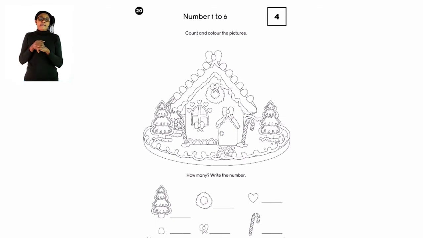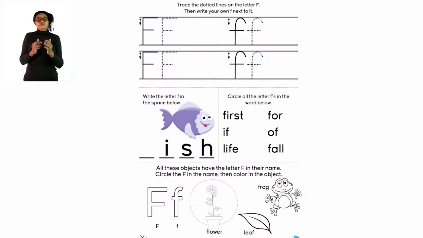And so you must continue with the bulbs and the candy cane and the flower there underneath. You have to fill in how much you see in the big picture. Let's continue with the next page, page 21. All about the letter F.